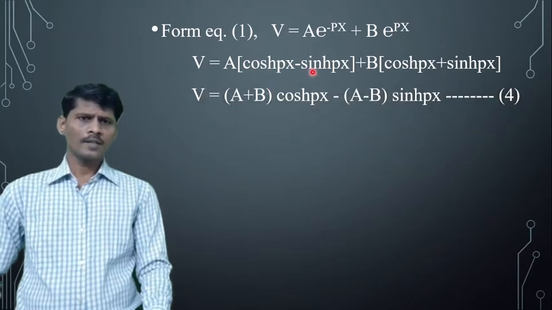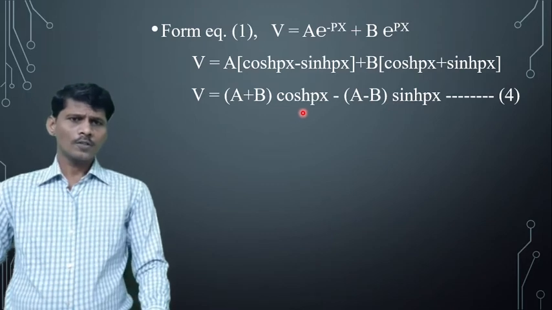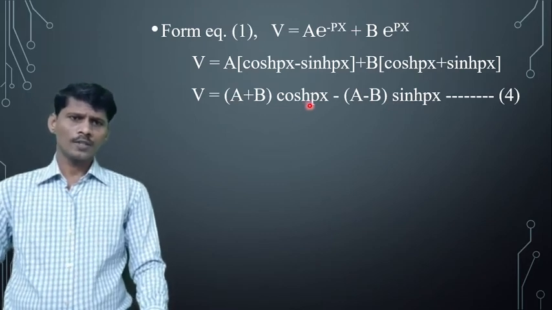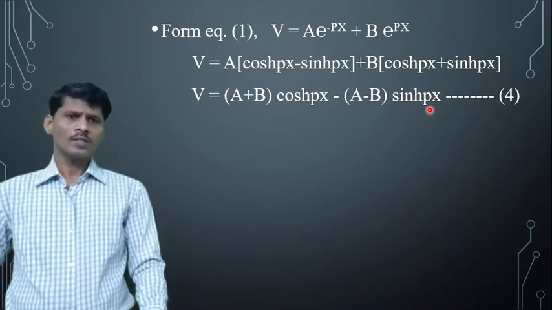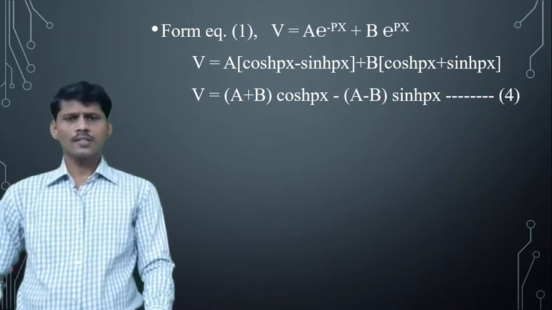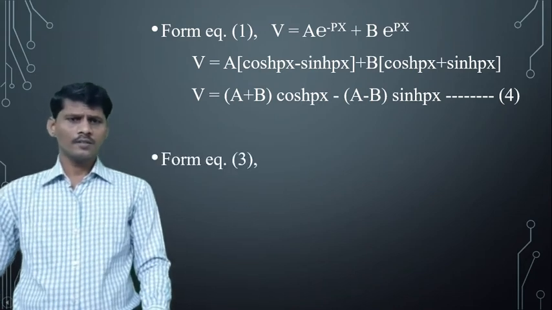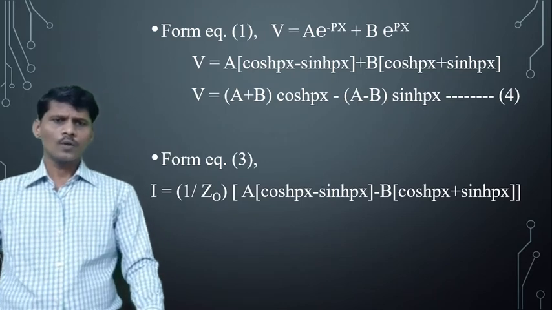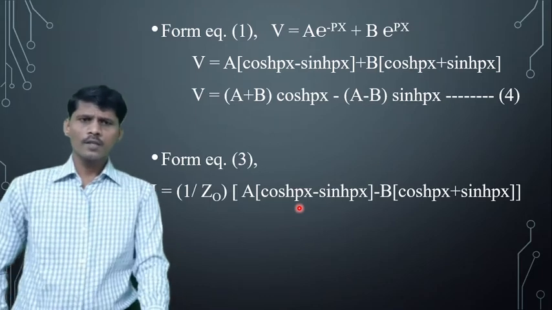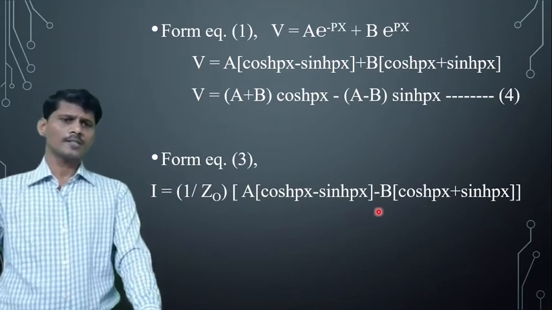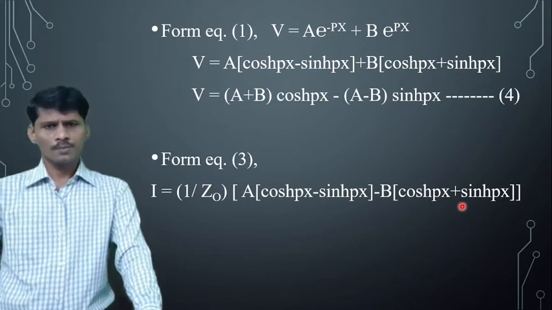Multiplying A within the bracket term and multiplying B within the bracket term, and taking the common cosh px, we get (A + B) cosh px, and taking the common sinh px, minus (A - B) sinh px. That is considered as equation number 4. And similarly, from equation number 3, current I = (1/Z0)[A e^-px (cosh px - sinh px) - B e^px (cosh px + sinh px)].